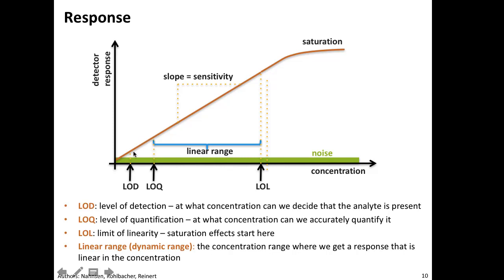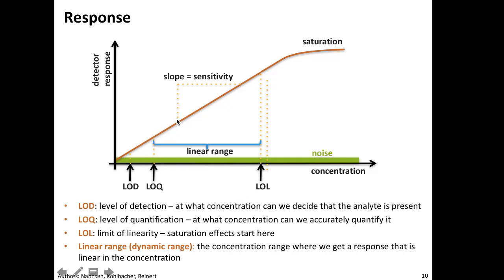And as soon as your signal dips into that noise, it becomes hard to really see whether something is there or not. That is what we call the level of detection, or LOD. Here you can say there is something, but you cannot yet accurately quantify it with a certain confidence. That happens at the level of quantification, LOQ. Here you can quantify with a certain accuracy. Typically that is higher than the level of detection, of course.